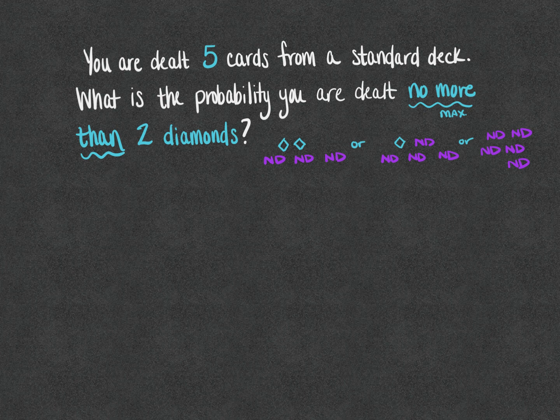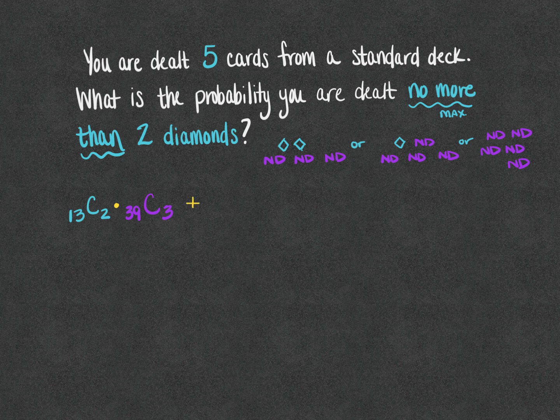So now let's calculate those probabilities. Starting with 2 diamonds: in a deck, there are 13 diamonds, and I have 2 in my hand. Along with those 2 diamonds, I would have 3 cards that are not diamonds. In a deck, there are 52 cards. If 13 are diamonds, 52 minus 13, or 39 of them, are not diamonds, and I would have 3 not diamonds in my hand.